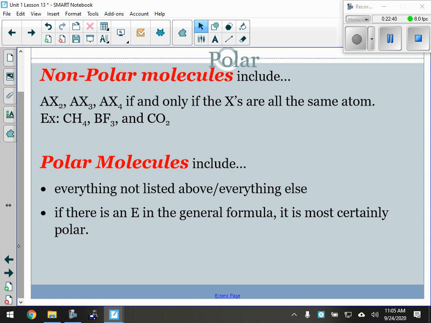If there's an E in the formula, for example water, AX2E2. If there's an E anywhere, AX3E, AX2E, it's automatically polar. You do not have to think about vectors, it's polar. As soon as you put the E in the formula, your next step is polar, guaranteed. Or, like I said, this set right here is the special case, the nonpolar ones, and everything else is polar. Does that make sense?